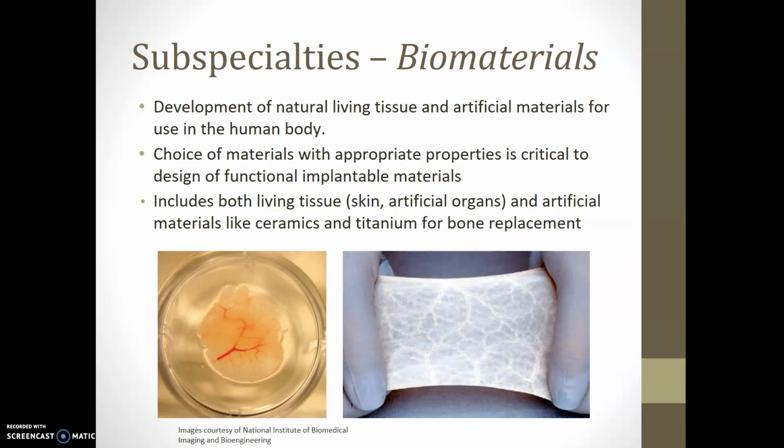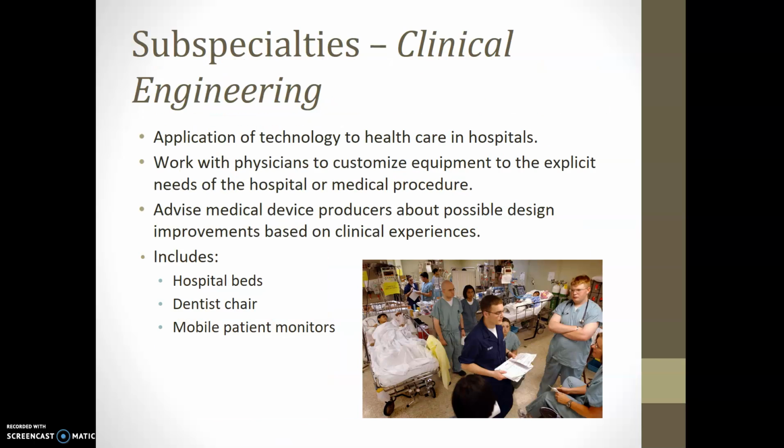Then there's biomaterials. So this is kind of going into the material science, but the biomaterial science, where they're going to look at development of natural living tissues and artificial materials, the use of the human body, or other organic parts. So this could be like designing and implementing new materials such as new tissues, such as you can create an artificial skin or artificial organs, artificial materials like ceramics and titanium for bone replacement that can actually work in the body. So you can actually build something that's biological in nature.